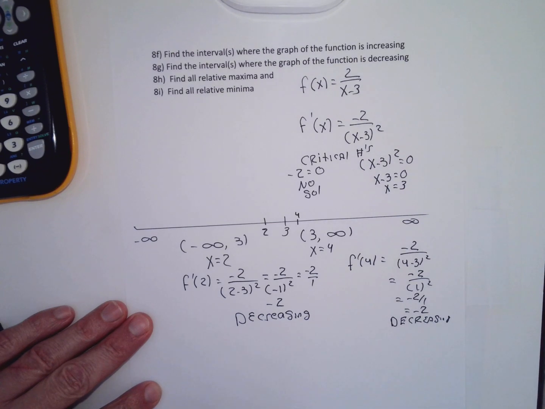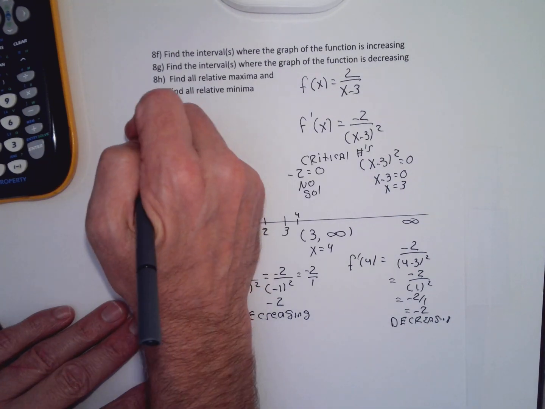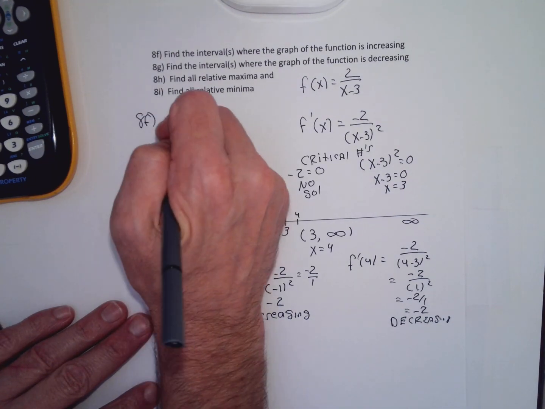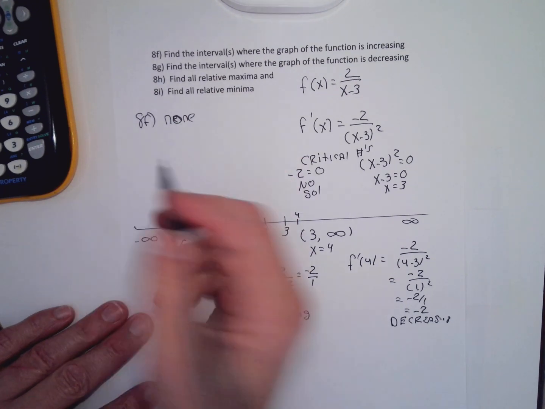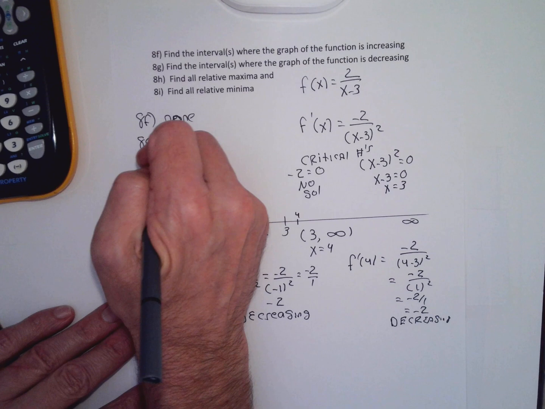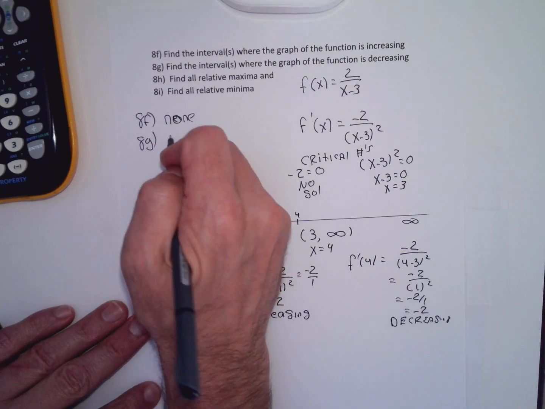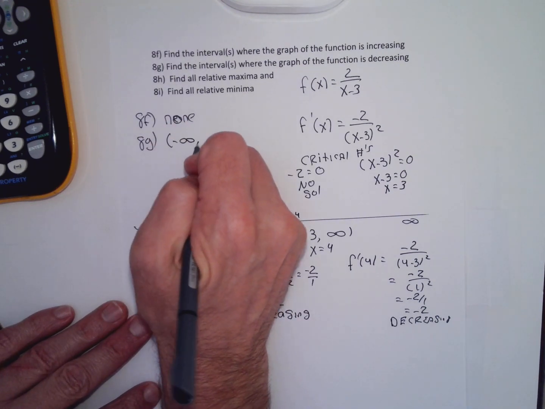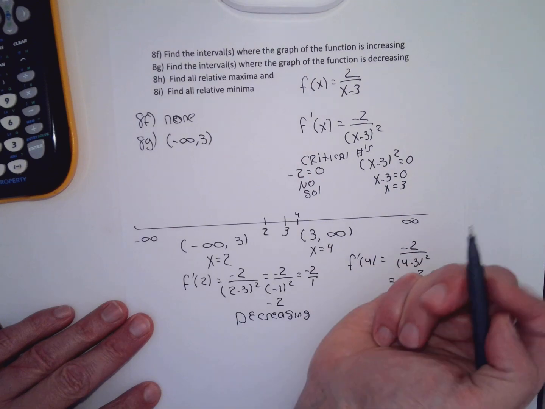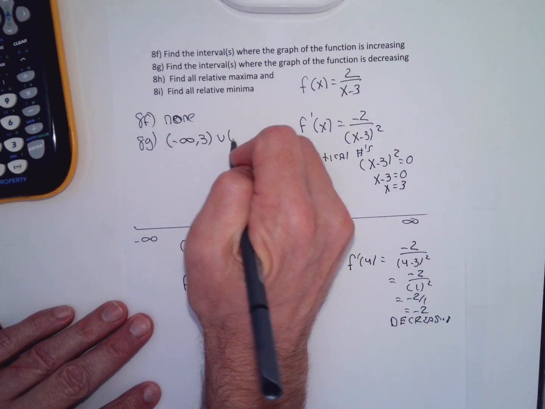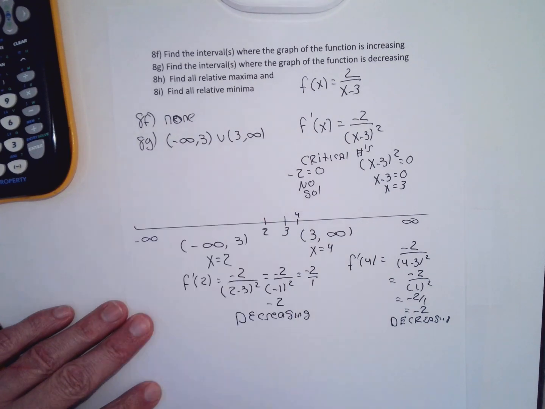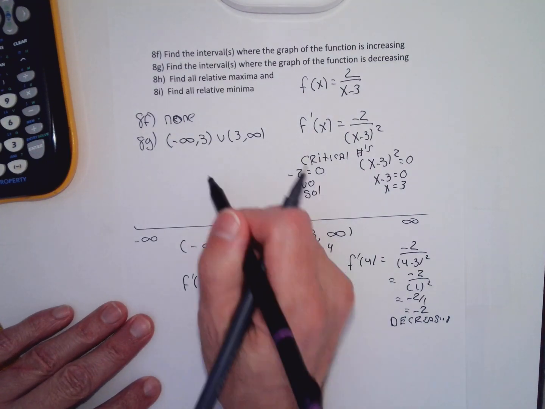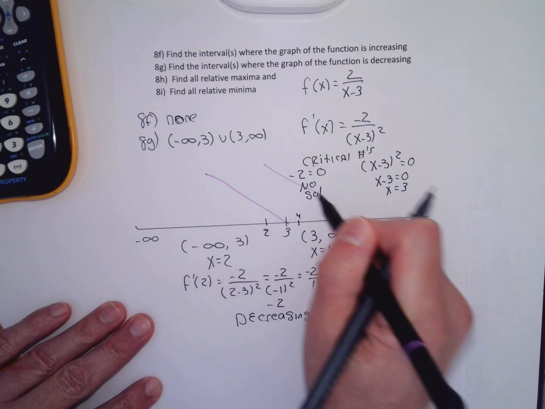So in terms of my answer to part F, where is it increasing? Never, or none, I don't know, none is fine. There's no interval. For 8G, it's decreasing in the interval from negative infinity to 3, and then there's a vertical asymptote, and then again from the interval from 3 to infinity. And then if I draw these images here, it's decreasing, decreasing.